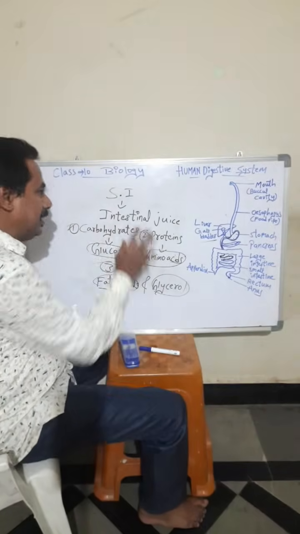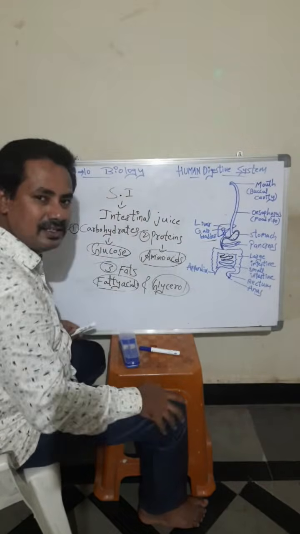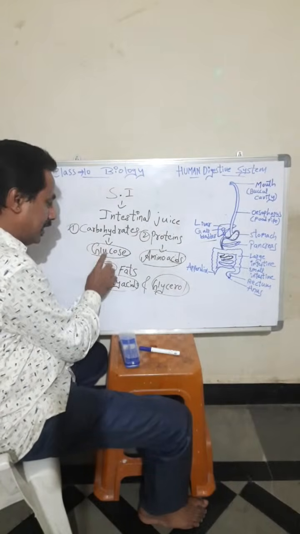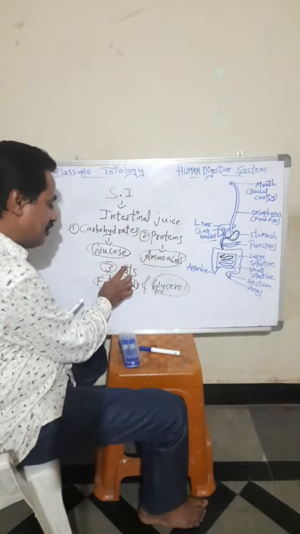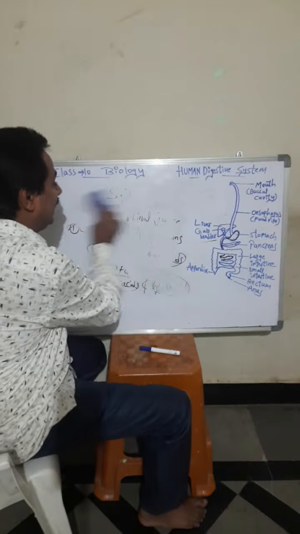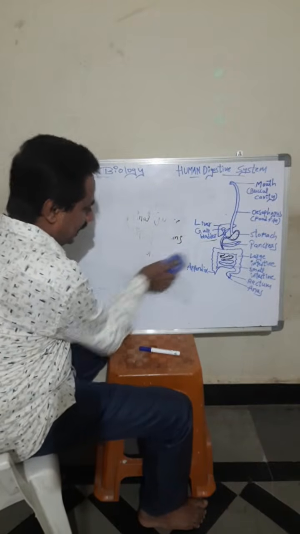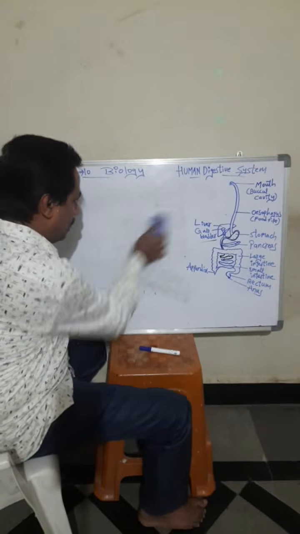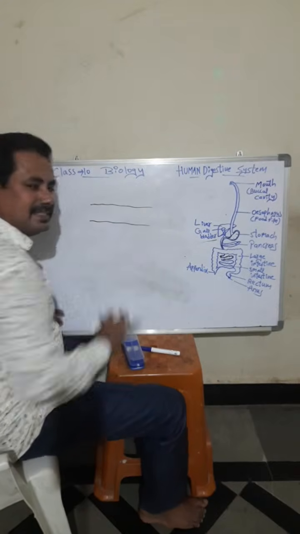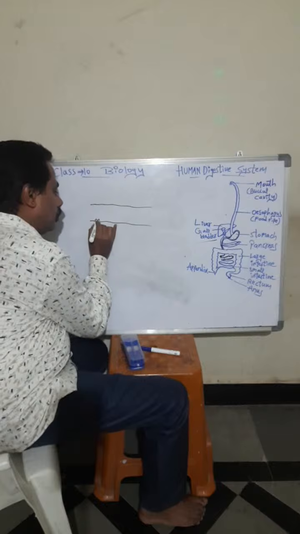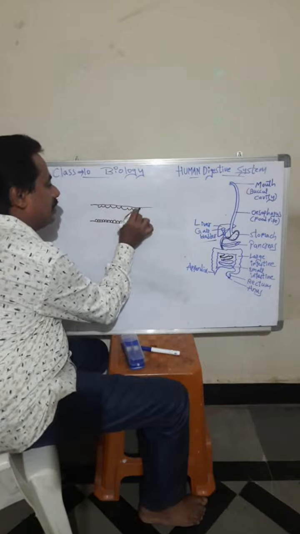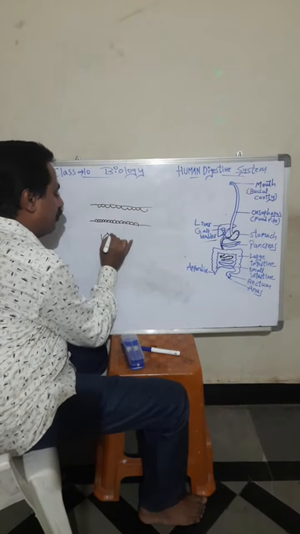Once again, repeat. The small intestine releases intestinal juice. Intestinal juice converts carbohydrates into glucose, proteins into amino acids, fats into fatty acids and glycerol. Now food is completely digested, students. What happens now? Absorption. The small intestine has millions of finger-like projections present. They are called villi.